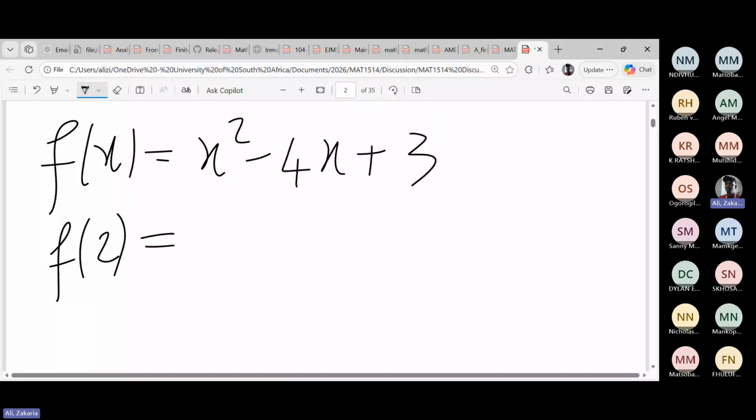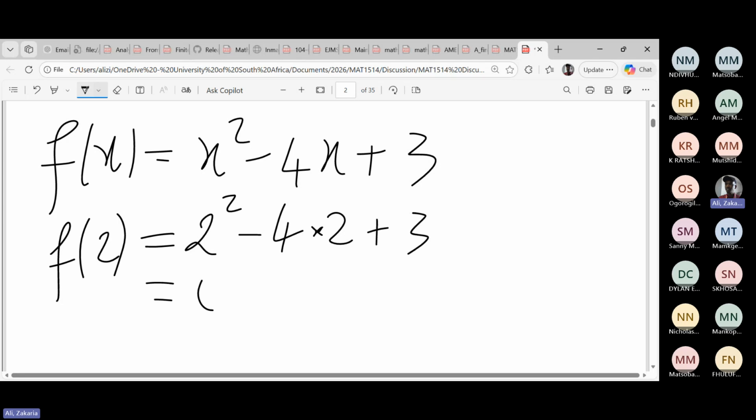You substitute where there is x by 2. So let's say here is 2 to the power 2, then minus, let's say, 4 times 2, and then plus 3. So that's going to be 4 minus 8 plus 3, and then the answer is 7 minus 8, which is minus 1, right? So that's just a way to evaluate the function. So if you evaluate the function at a number, that is fine.